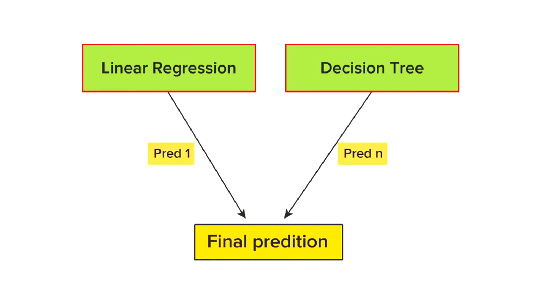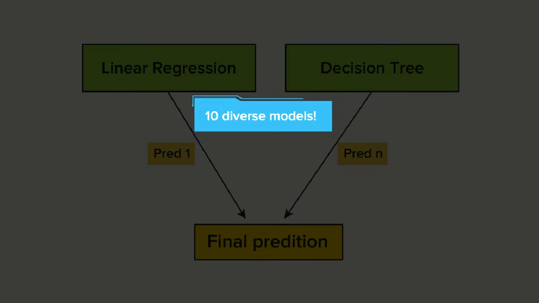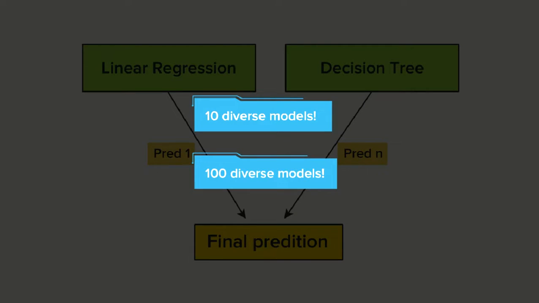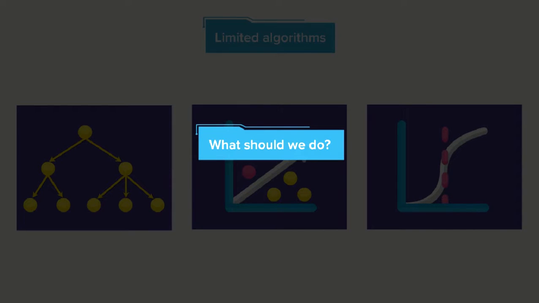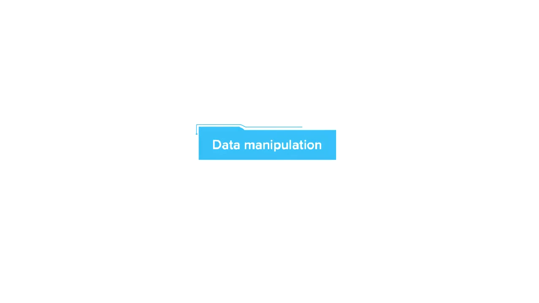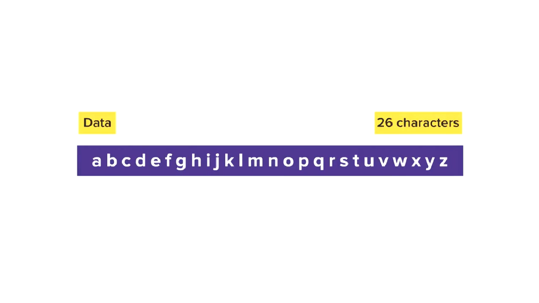However, these are only two models. What if we want to build 10 diverse models and maybe 100? Obviously, the number of algorithms is very limited. So what should we do? Another way is to somehow manipulate the data that we feed to each model so that each model is different from the other in some way. Let's understand this with the help of an example.